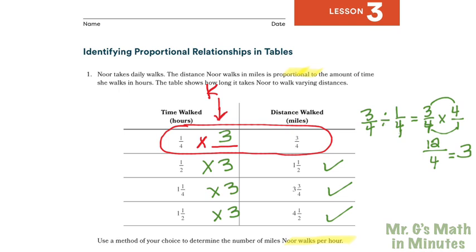So down the bottom, it just says use a method of your choice to determine the number of miles Nora walks. Well, we found it. It's the constant proportionality. So that means for that answer, we can write down that Nora walks 3 miles per hour. Nora walks 3 miles per hour.